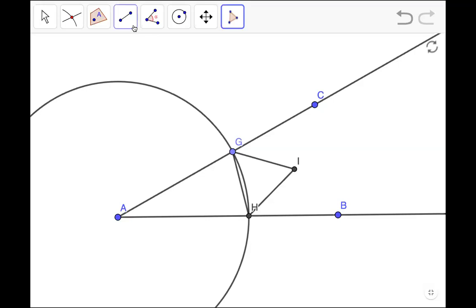And then finally, if you click here, you can go to ray. You know what? I'll just make it a line segment. You can make a ray if you want. And Euclid contends that the angle's been bisected. If you don't believe it, come to this tool. And I think you have to click I, A, G, and then H, A, I.